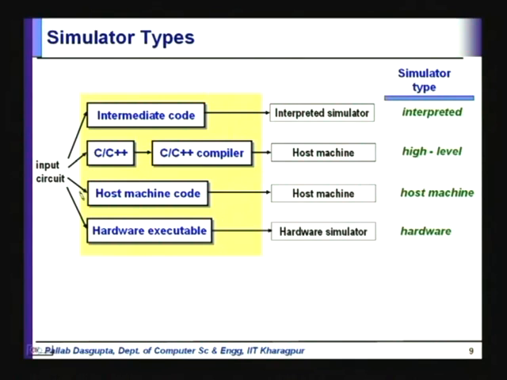Then we have the case where from the input circuit you generate host machine code directly. So, this will run on the host machine, and this simulator type is called host machine. And the fourth type is that it generates a hardware executable, which is then ported into a hardware emulator like an FPGA or anything, and the simulator is in the hardware, and so we call it the hardware simulator type. Okay, these are the four broad families of simulators.